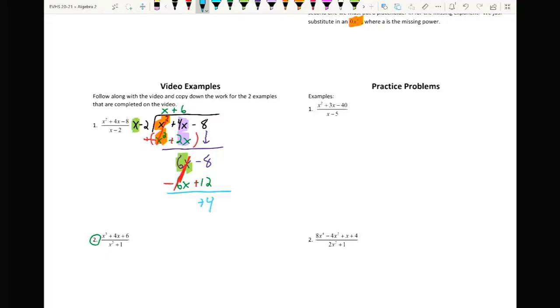Now, once I get to the point that the piece that I've been keying off of, the x, will not go into the one on the bottom row, then I'm done, and this thing is considered my remainder. But again, I don't just write x plus 6 remainder 4. The way I'm going to write my answer is x plus 6 plus the remainder over the divisor. It's x plus 6 plus 4 over x plus 2. And that's my answer.